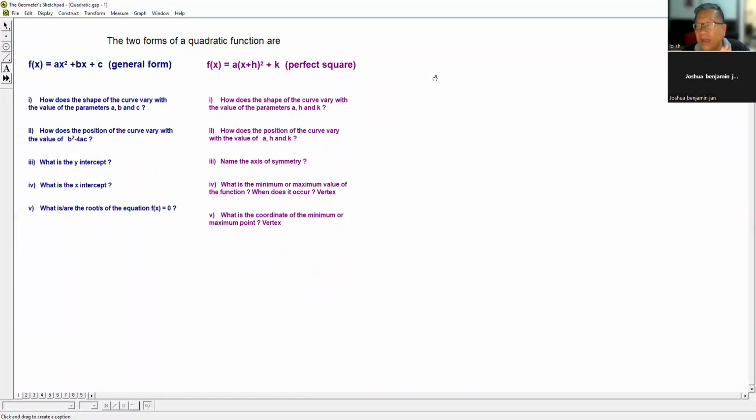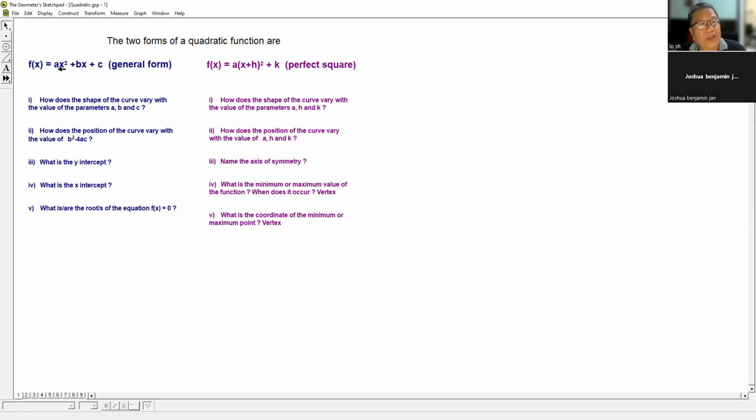Then in front of the x squared and the x, there are a and b, which represent any number. It can be any number, but not 0. If a is 0, then there is no more quadratic term there. So this equation is no longer a quadratic function, right? So a cannot be 0. So this is the general form of a quadratic function, ax squared plus bx plus c.